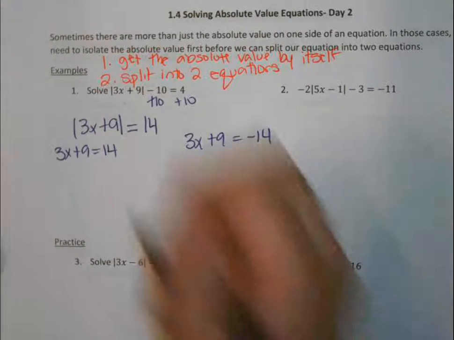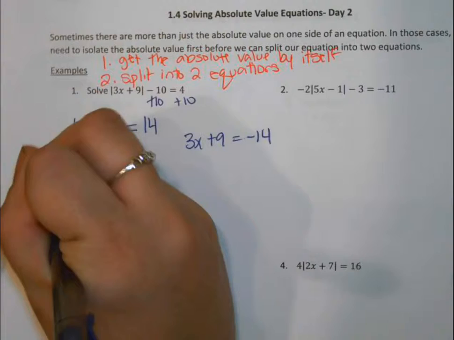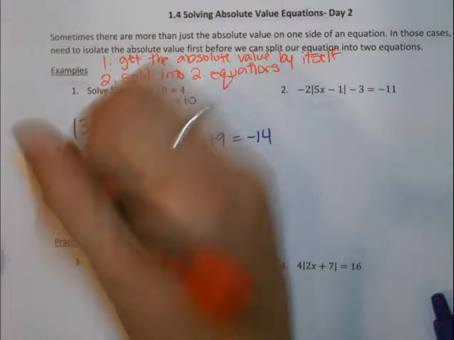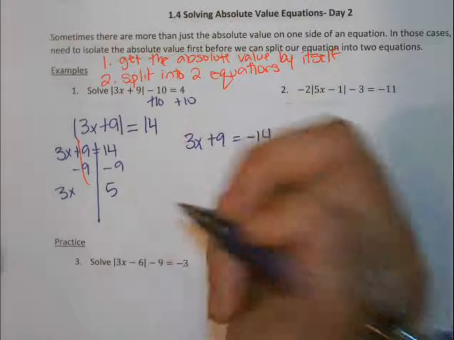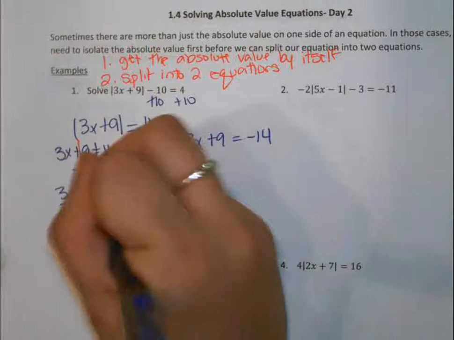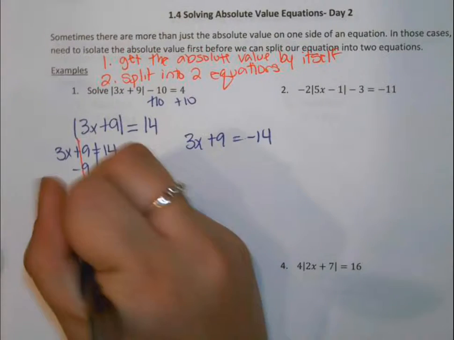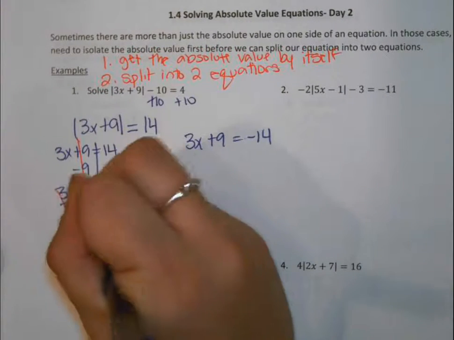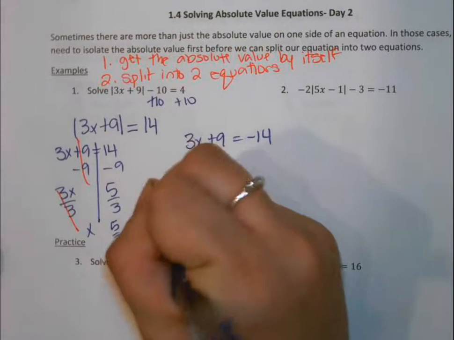I'm going to draw my line down the middle. I'm going to start off by subtracting 9 on both sides. I get 3x on the left because the 9s cancel out. 14 minus 9 is 5. I will divide both sides by 3. Left side, the 3s cancel out. I'm left with x. Right side, I cannot do anything with that, so it stays 5/3. So my first answer is x equals 5/3.